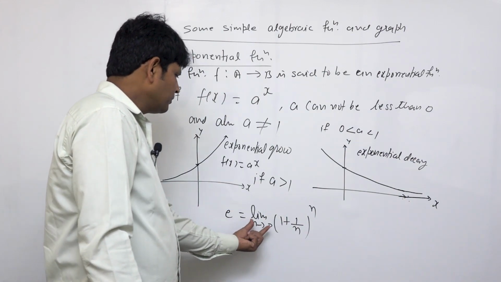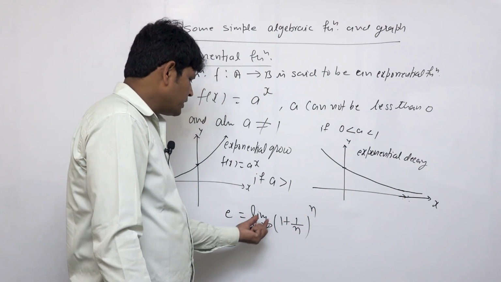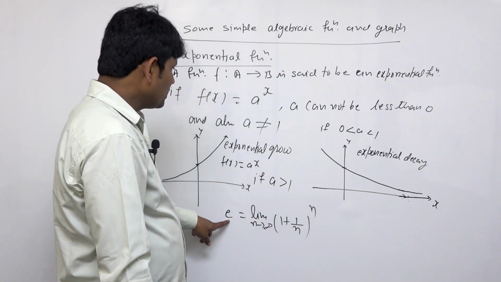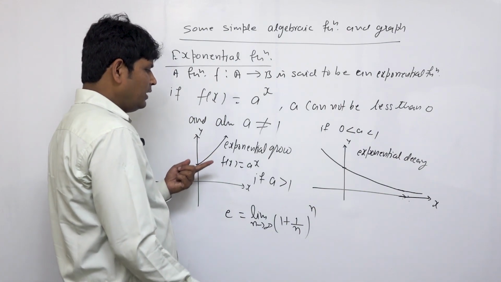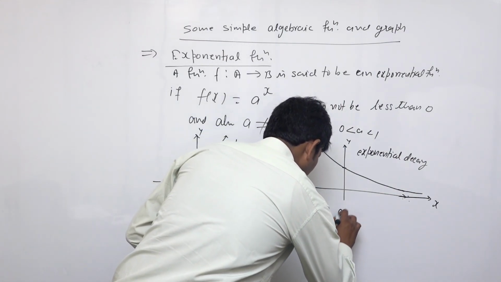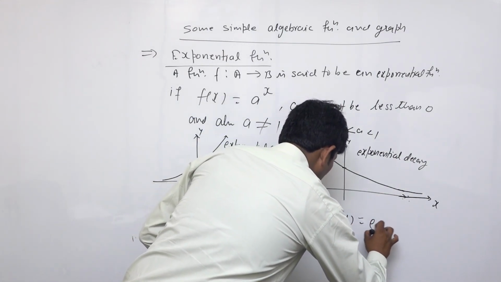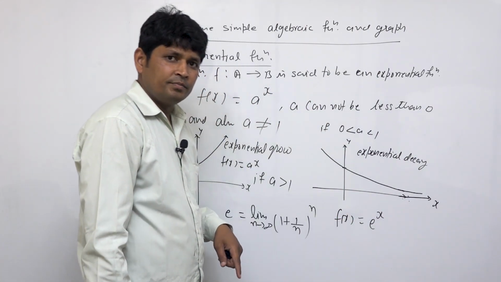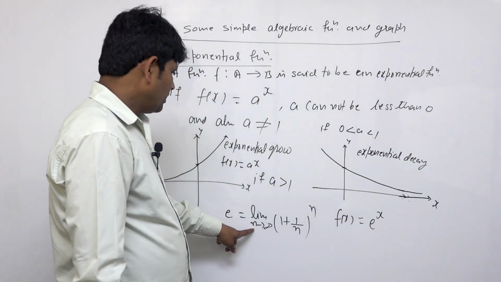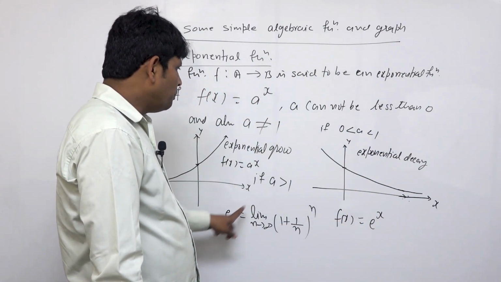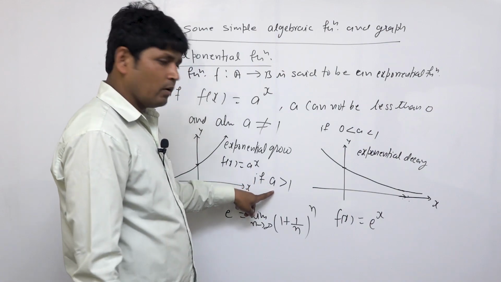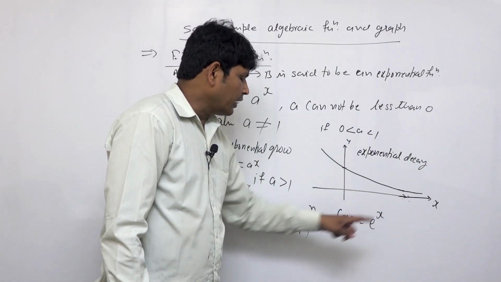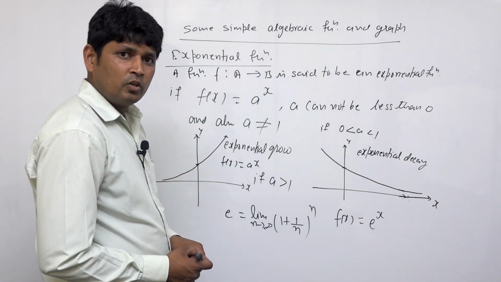You can find the value of e by using the binomial expansion and the limit theorem. So most of the time you find the exponential function written like f(x) is equal to e to the power x. So this is exponential growth or decay. e is a value bigger than 1, so this is called exponential growth. So f(x) is equal to e to the power x is an exponential growth.